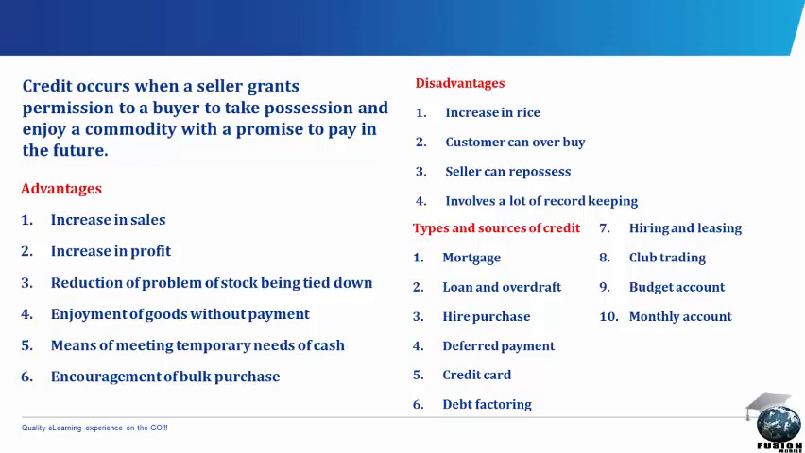They include the mortgage, the loan and overdraft, the hire purchase, the deferred payment, the credit card, the debt factoring, the hiring and leasing, the club trading, the budget account, the monthly account, the conditional credit sales, the book down credit, the trading check or voucher.